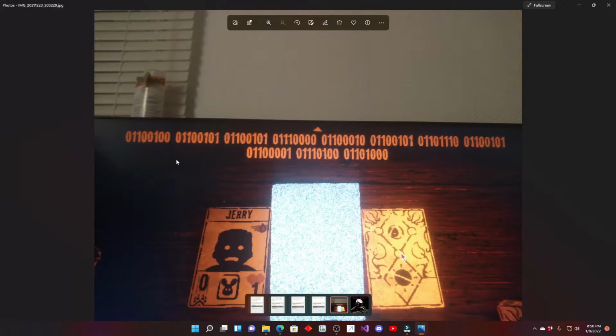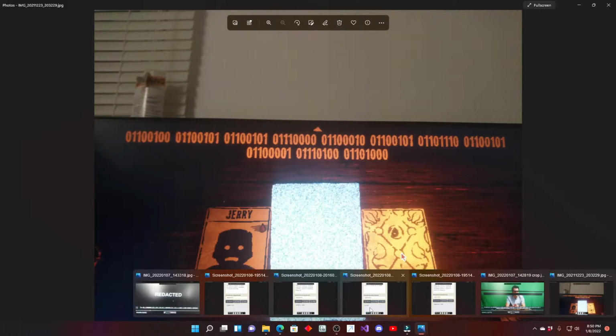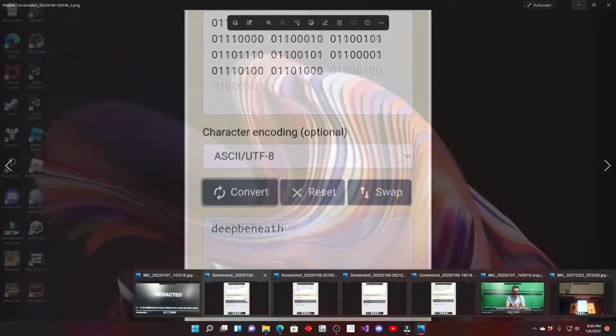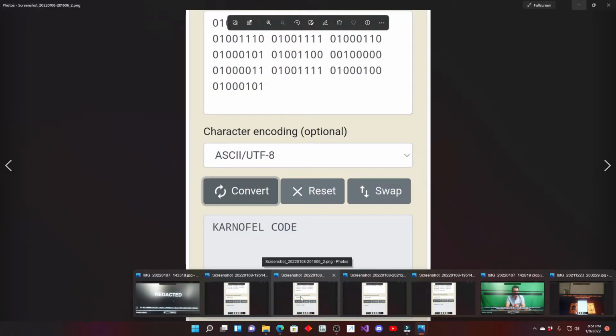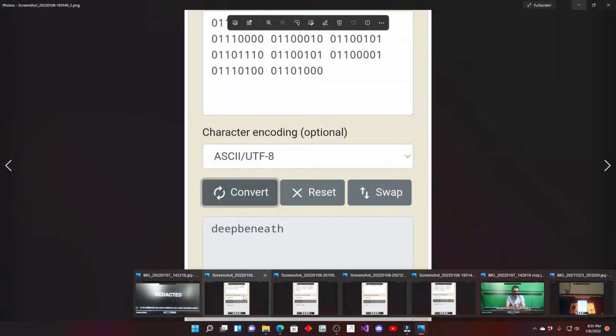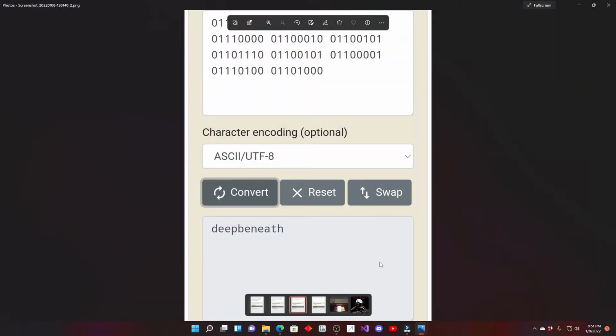So first off, this was the first set of binary code that we were given when I started the game. Pretty self-explanatory, pretty simple. You can see the numbers. It was when I looked at this card specifically, when I flipped it over, that's when the binary showed up. And when I went to the translator, that's the word, I ended up getting this: deep beneath.